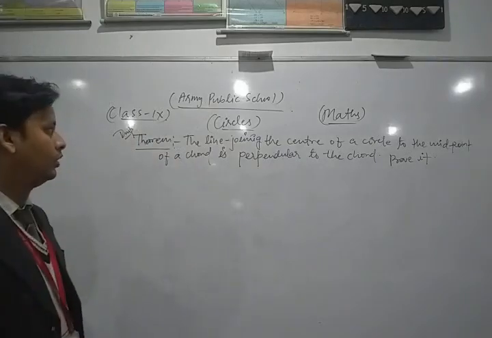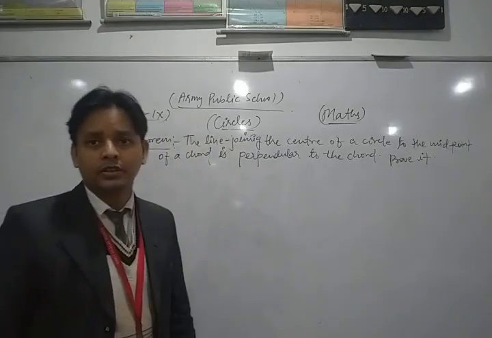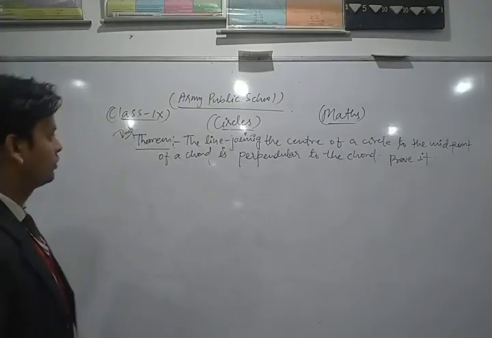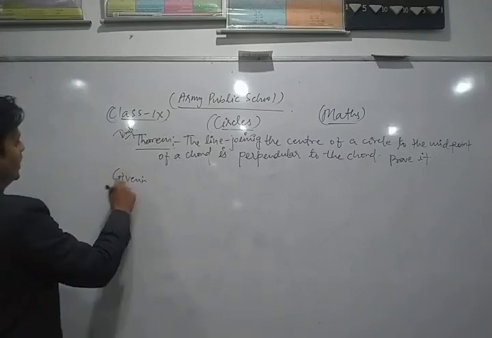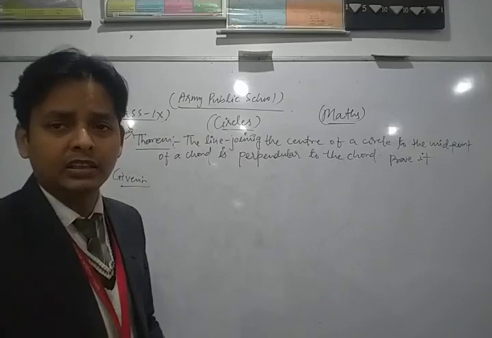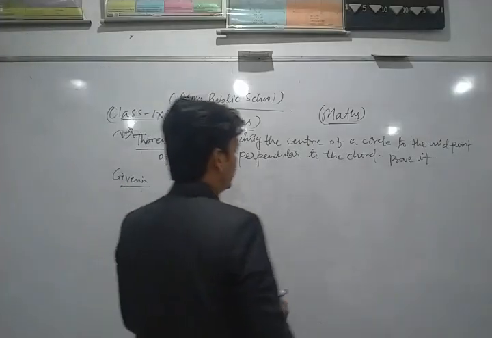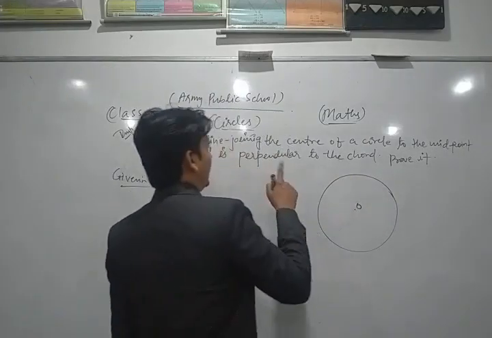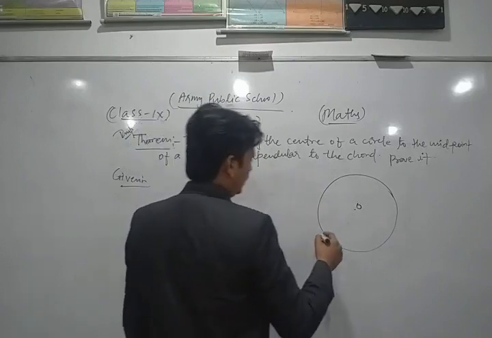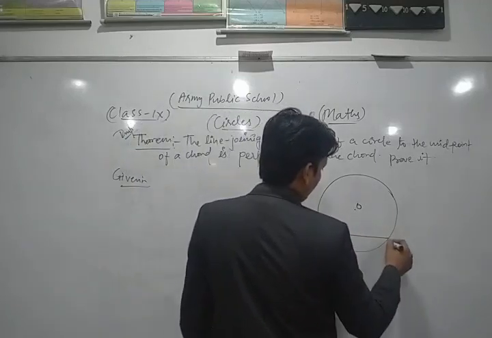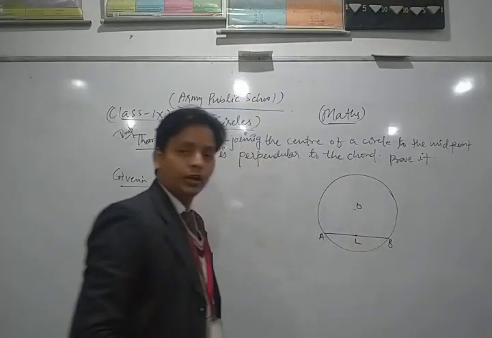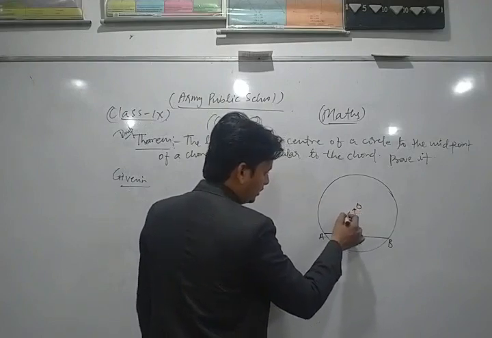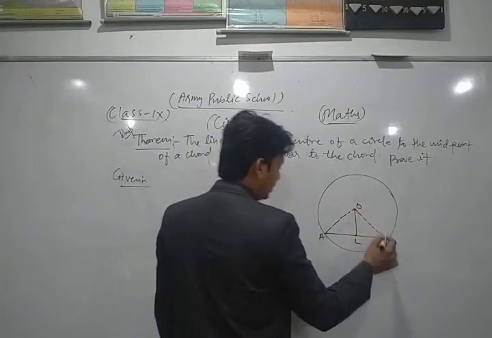Okay, dear students. Now let's see the process of proving that theorem. First of all, we write the given. In the given, first we draw a circle with center O. The line joins the center of the circle to the midpoint of a chord. Suppose AB is a chord and L is the midpoint of the chord, and we join OL. We also do some construction: we join OL as well as OB.